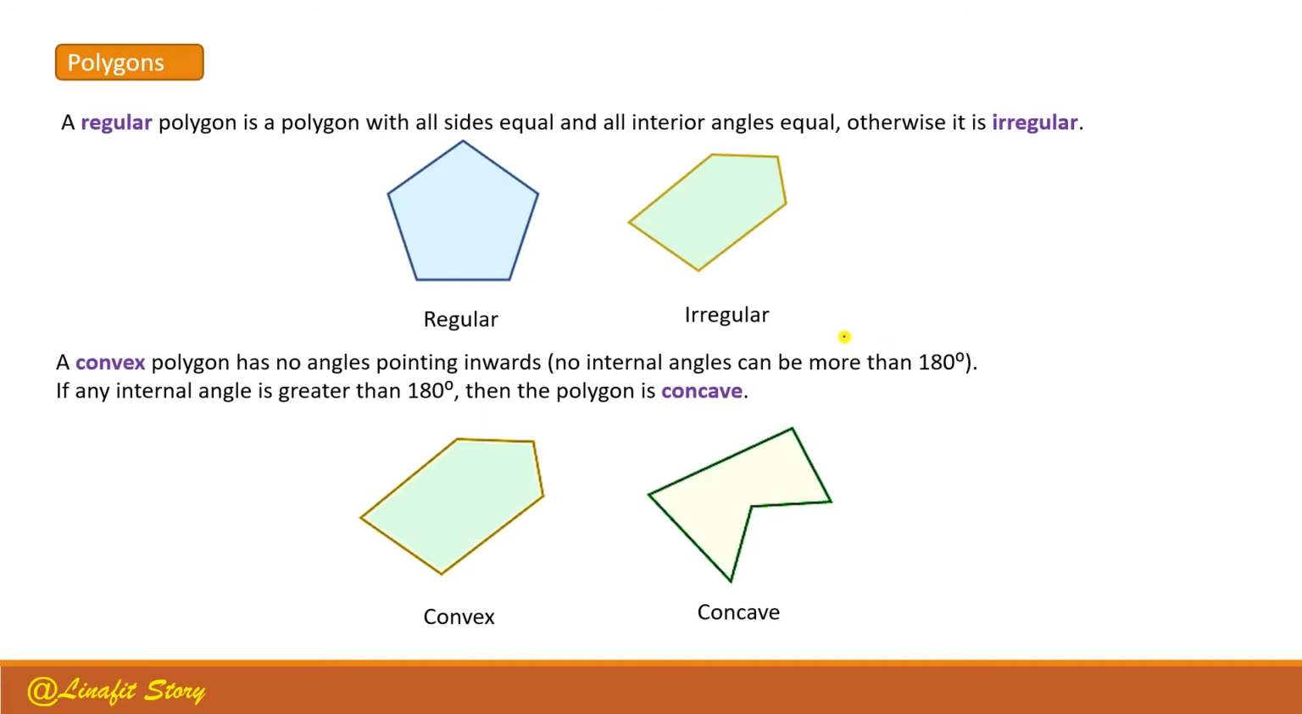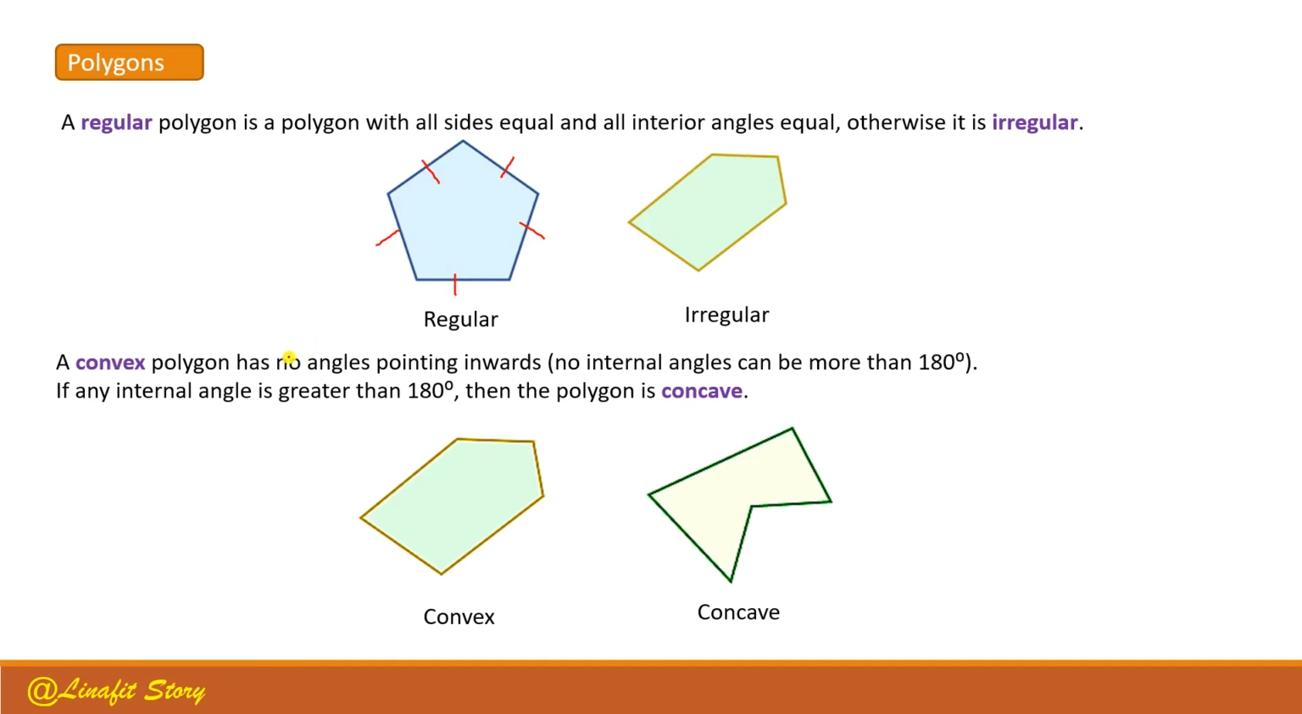A regular polygon is a polygon with all sides equal and all interior angles equal. Otherwise, it is irregular. So this is a pentagon. There are 5 sides. This is a regular pentagon, while this is an irregular pentagon.